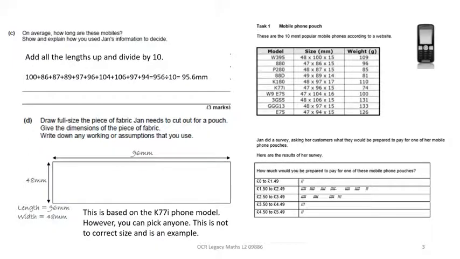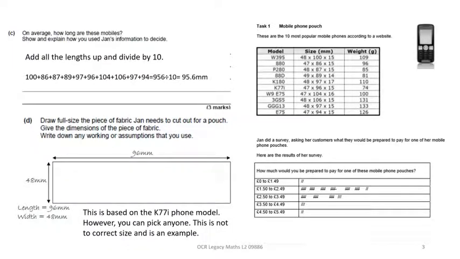On average, how long are these mobiles? Essentially what you need to do is add all the lengths up, so 186, 100, then plus 86, plus 87, and so on and so forth. Divide that by 10, which will give you your average length of 95.6 millimeters.